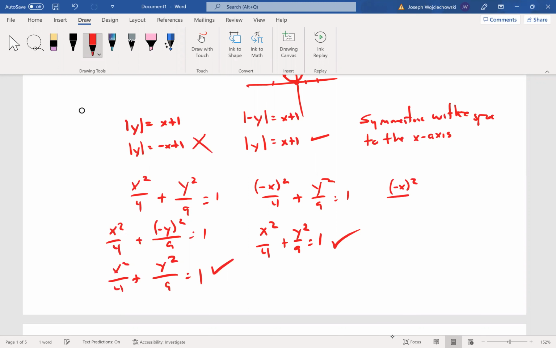Now let's check them both. Negative x squared over 4 plus negative y squared over 9 equals 1. Well, as we've determined, that's x squared over 4 plus y squared over 9. So this is symmetric through all three.